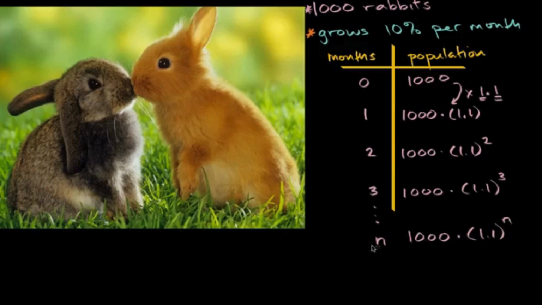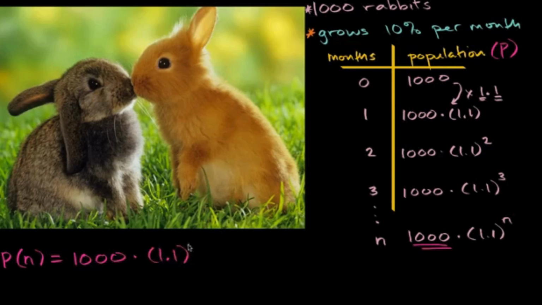power. And so we can set up an expression here. We could say, look, the population, let's say that the population is p. The population as a function of n is going to be equal to our initial population times 1.1 to the nth power.